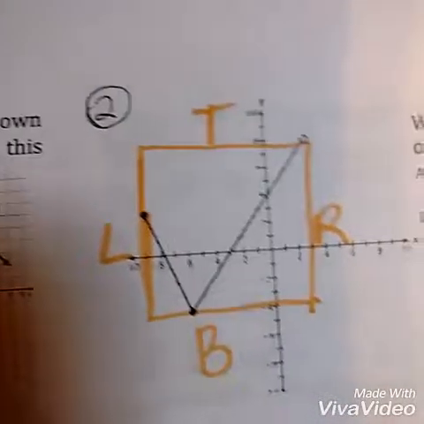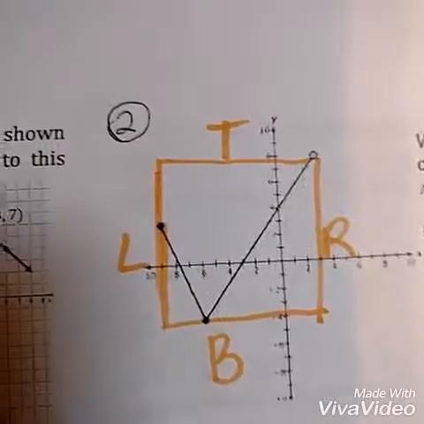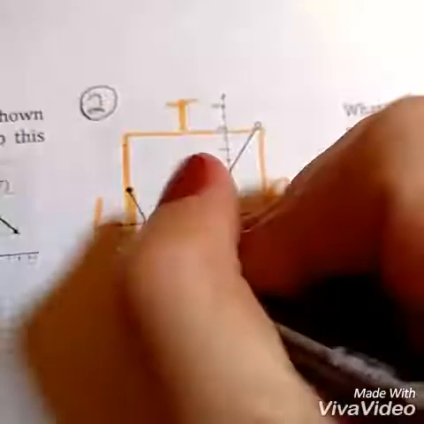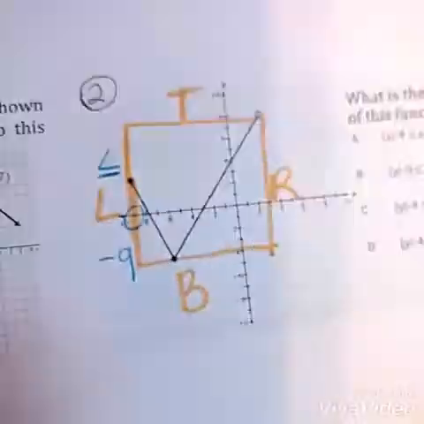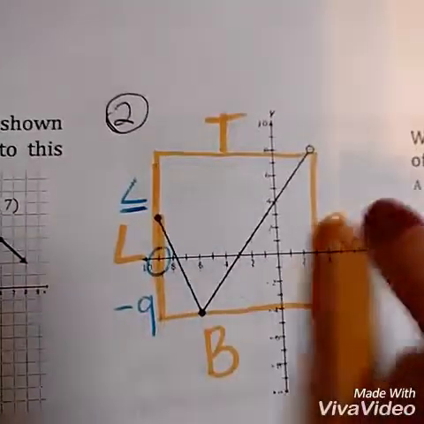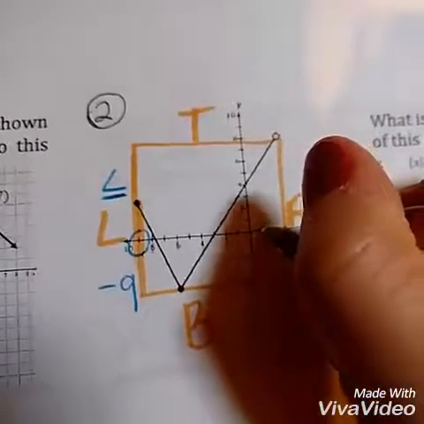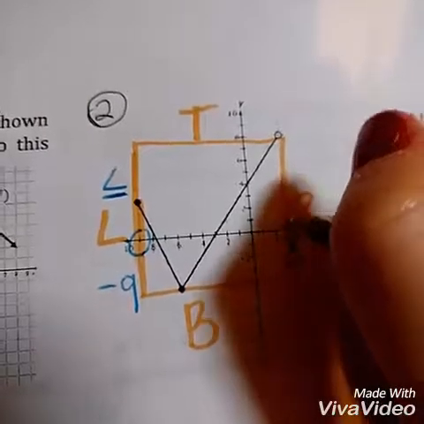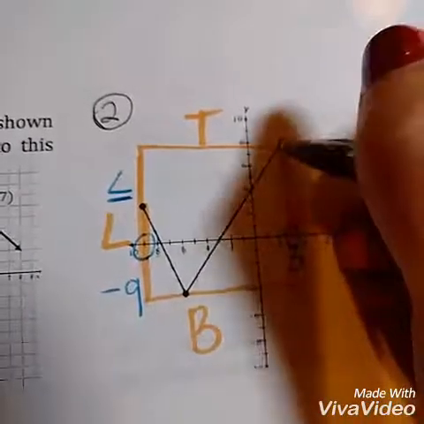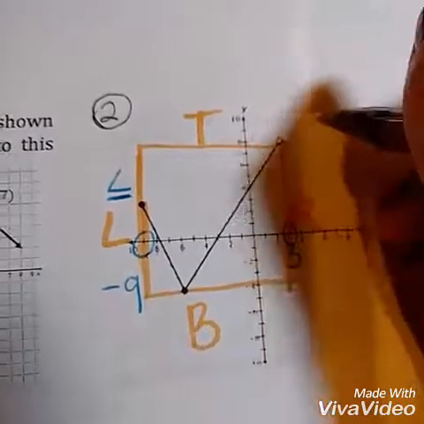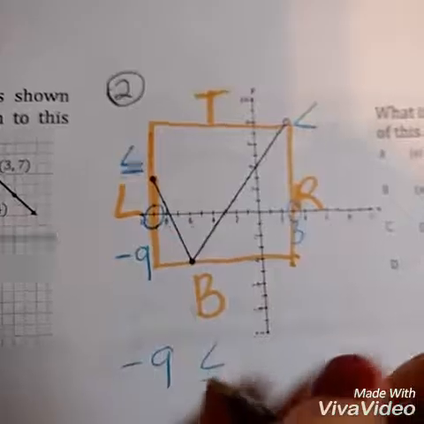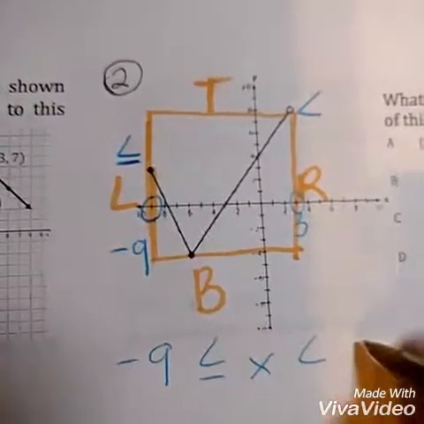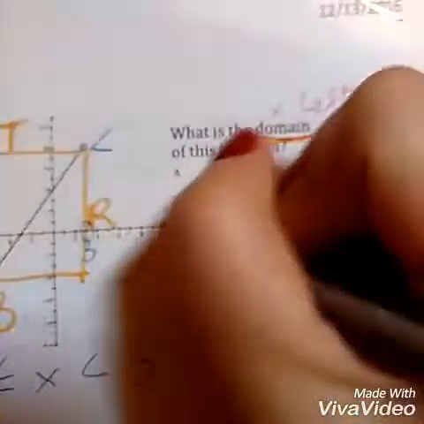The left number is right here. It's kind of hard to see, but it's negative 9. This is included, so I'm going to include the equal sign. The right number is right here: 1, 2, 3. This one is 3. If you look at the point right here, it is not included, so I'm just going to use less than. So my answer is negative 9 less than or equal to X less than 3. Therefore, we have the answer, which is B.